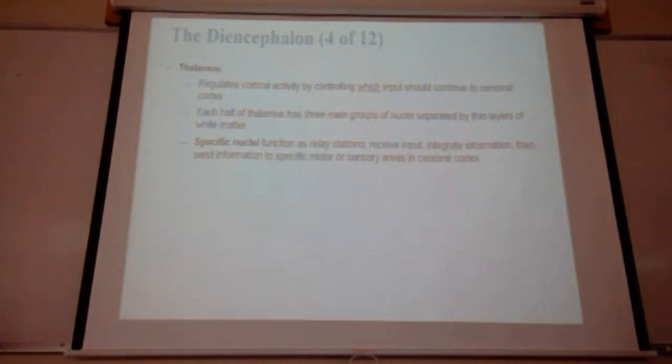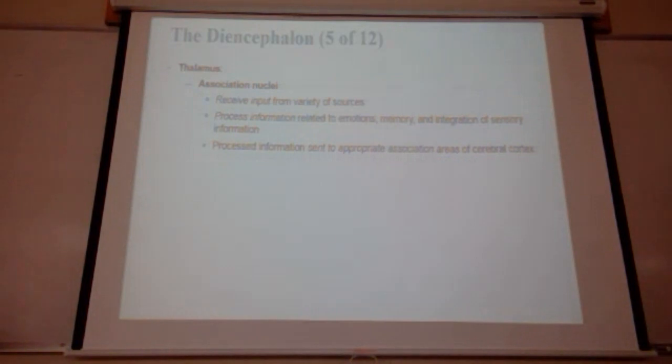The thalamus regulates cortical activity by controlling which input should continue to the cerebral cortex. Each half of the thalamus has three separate groups of nuclei separated by thin layers of white matter. The specific nuclei function as relay stations. They receive the input, interpret the information, and then send the information to specific motor or sensory areas of the cerebral cortex.